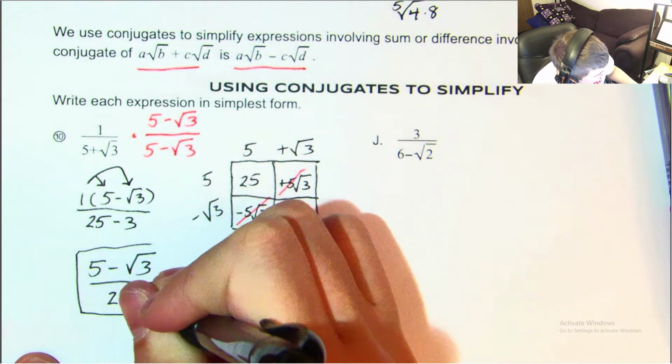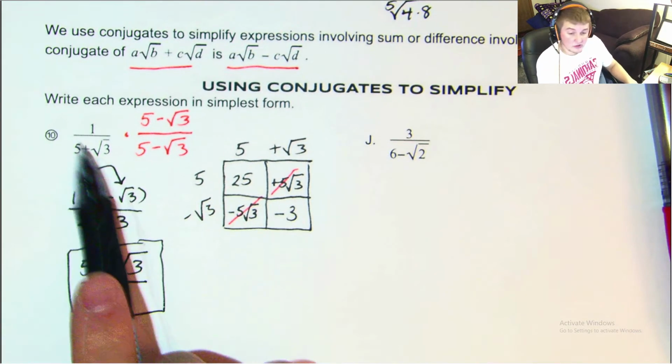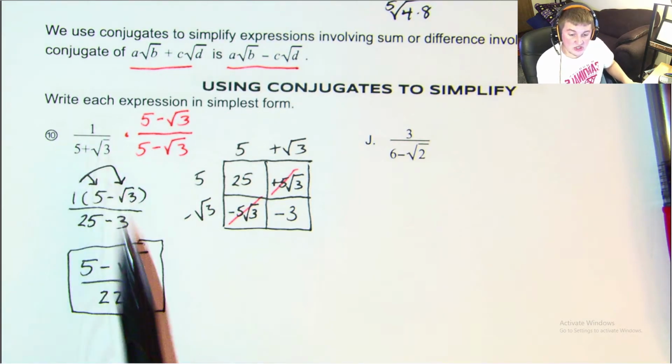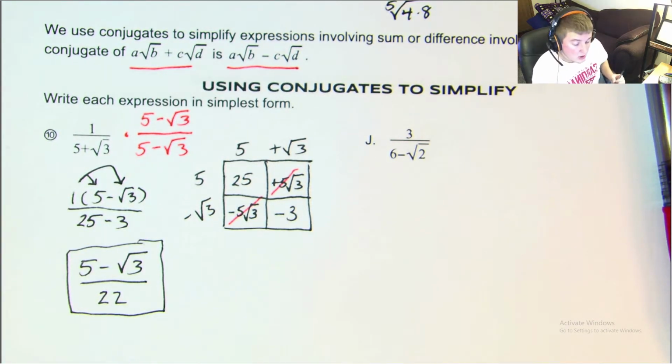And that's our answer. As you can see, the original expression and this are equivalent to each other. This is considered simplified because there's no square root symbol in the denominator; we've done some work to get rid of it.